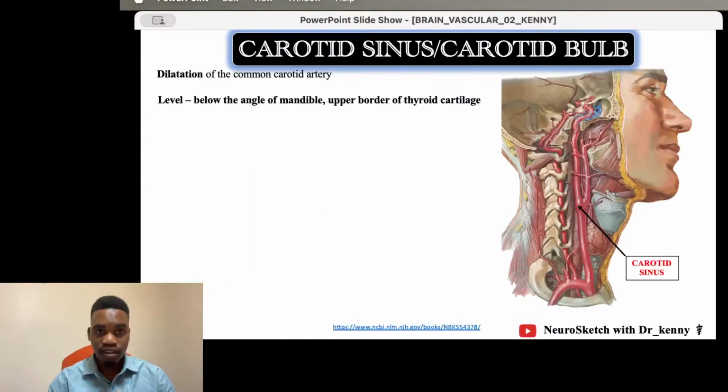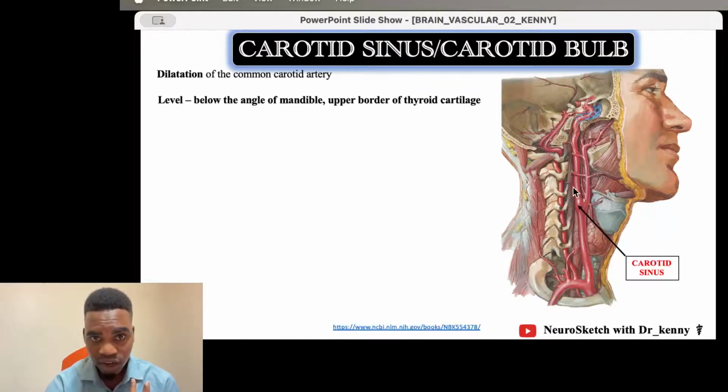So let's discuss something very, very important here, which is the carotid sinus. We know that the level of bifurcation is at the superior border of the thyroid cartilage. At this level, just before bifurcation, we have dilatation of the common carotid artery, which is also a little bit on the side of the internal carotid.